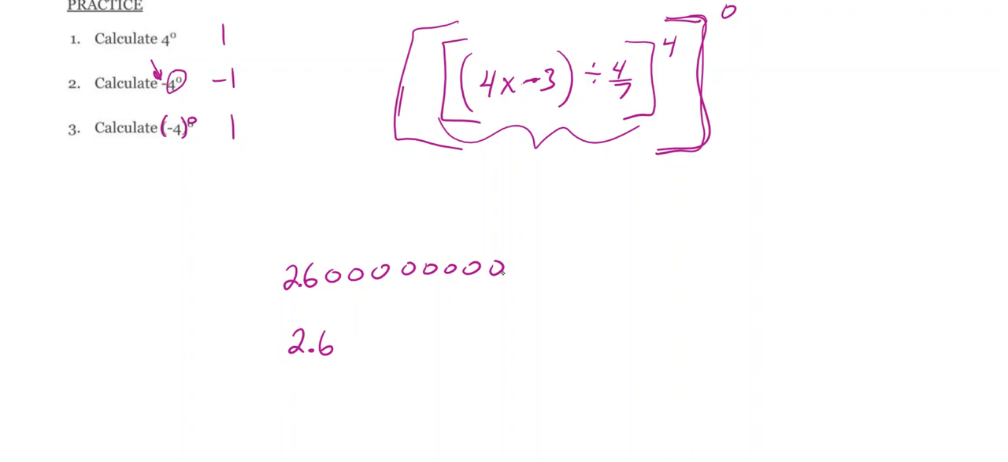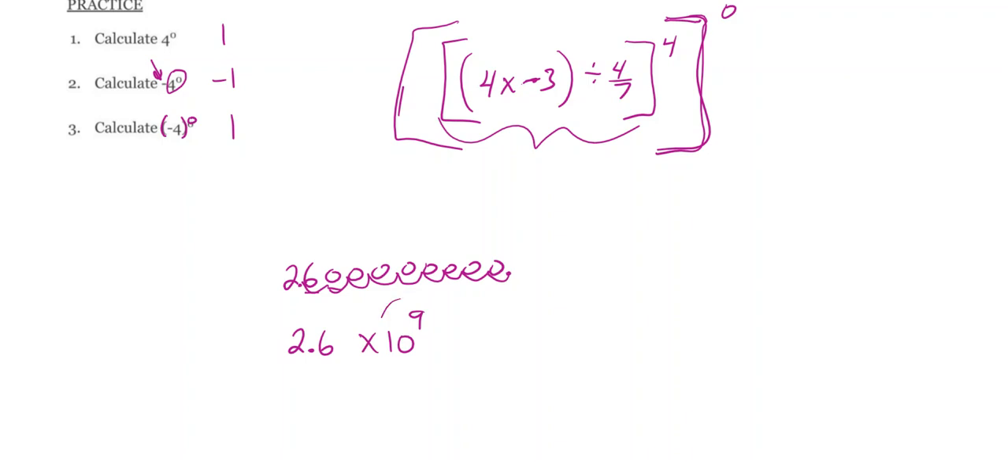Then you say, how many places did the decimal move from there to there? You move it 1, 2, 3, 4, 5, 6, 7, 8, 9 times. That's probably what you were doing. So that would be 2.6 times 10 to the power of 9.